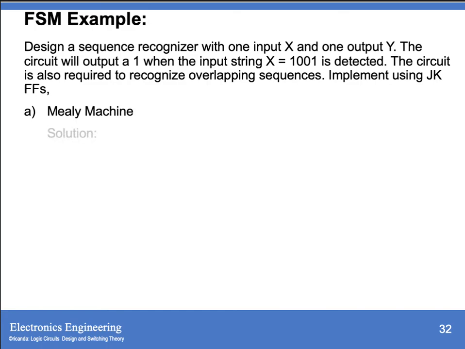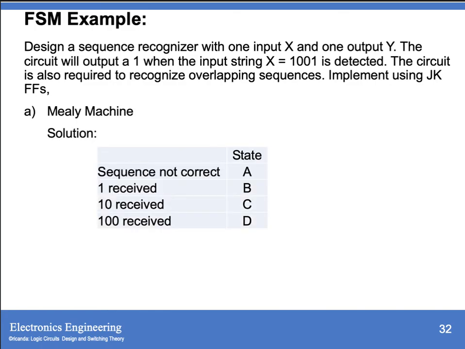So we have another example. We have to design a sequence recognizer with one input X and output Y. The output will become 1 when the input string equal to 1001 is detected. The circuit is also required to recognize overlapping sequences. Implement using JK. So first we have to solve using Mealy machine.